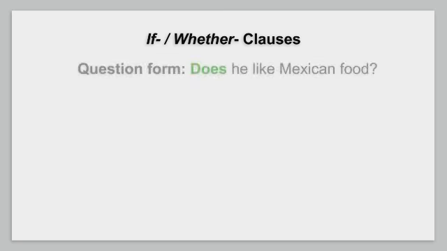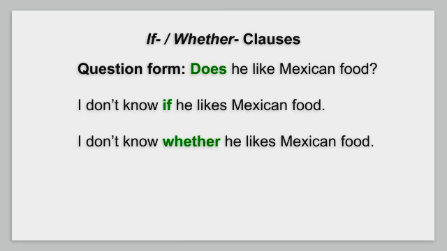When we change a yes-no question into a noun clause, we use if or whether to introduce the noun clause. Let's look at a yes-no question. Does he like Mexican food? As a noun clause, we can say, I don't know if he likes Mexican food. Or, I don't know whether he likes Mexican food.